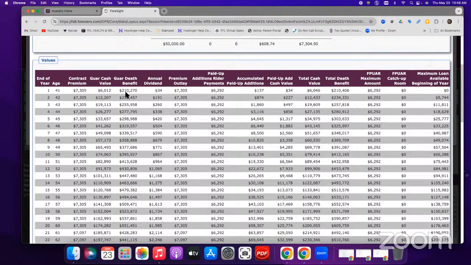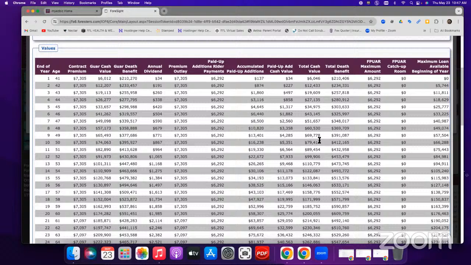The guaranteed though is pretty much identical in the first couple years. So with this one, let's look at year 10. So year 10, we have 80,000 in cash value versus 63, and our death benefit is at 412,000.